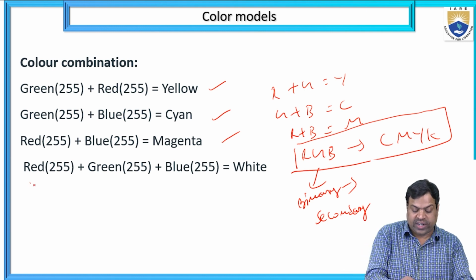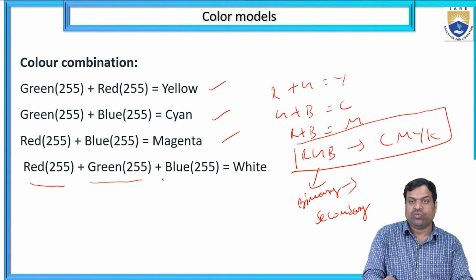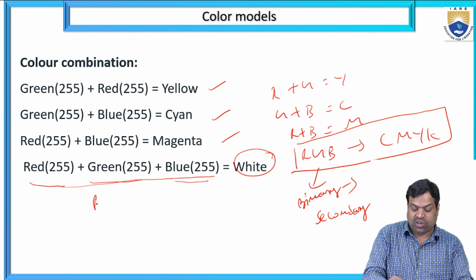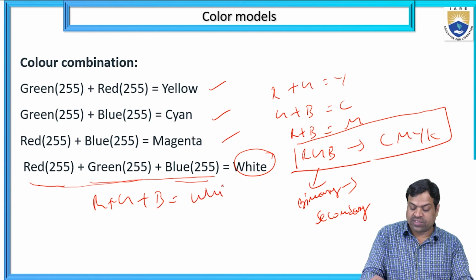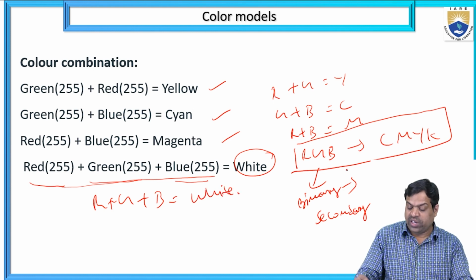So total red intensity 255 plus green intensity 255 plus blue intensity 255, the sum of these is white. So R plus G plus B is equal to white. So here RGB to CMYK, primary converting to the secondary, but here R plus G plus B equals white.